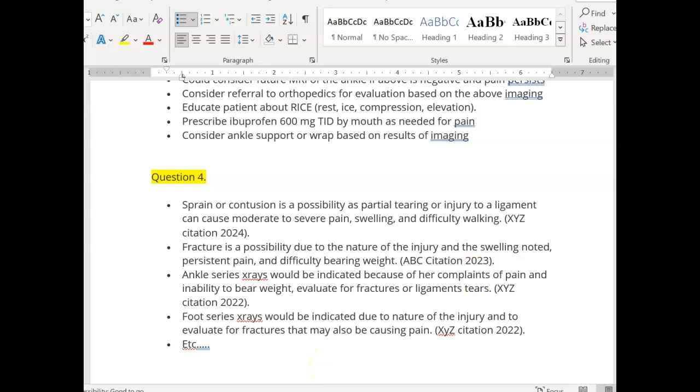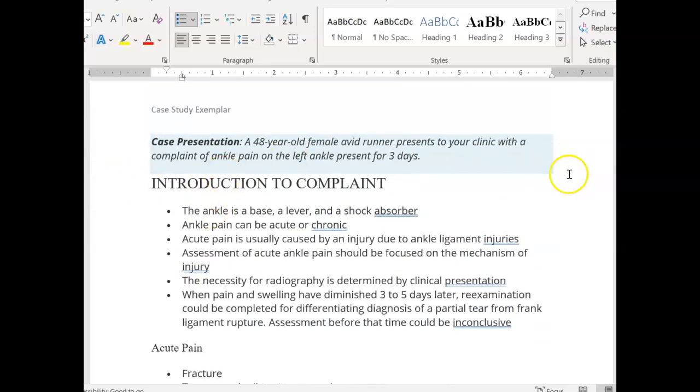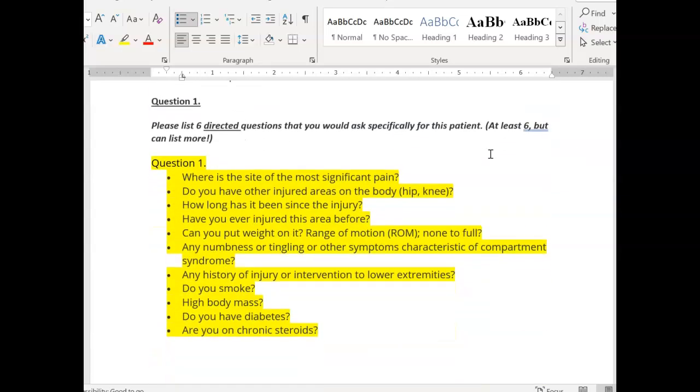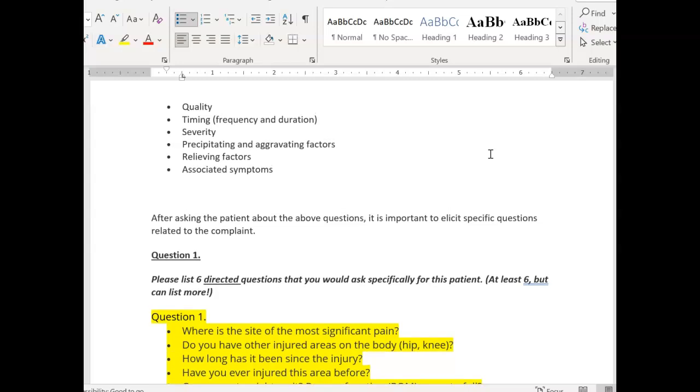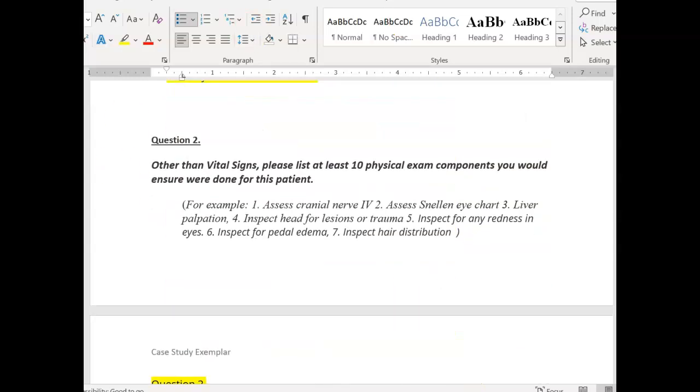And then maybe next week, when you do another case study, the complaint may be a 48-year-old who has a fever, and we're going to go through that all over again. You would go through and, after you asked them all of the basic questions up here, list 6 questions that you would ask for a patient with a fever. And then you're going to think about, I'm going to list 10 exam components I want to make sure I assess with somebody with a fever.